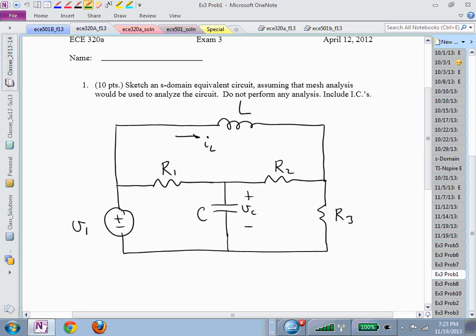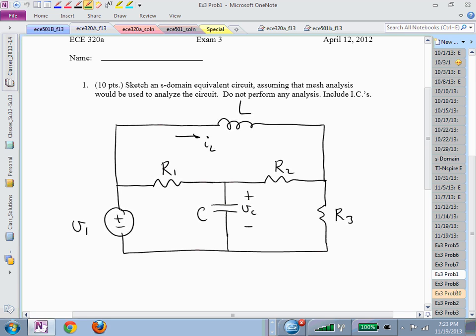So in this case, how many mesh currents are you looking at? I'm 3. I didn't ask you to solve it, did I? I just said draw the S-domain equivalent circuit. You just draw the circuit with initial conditions in this case.